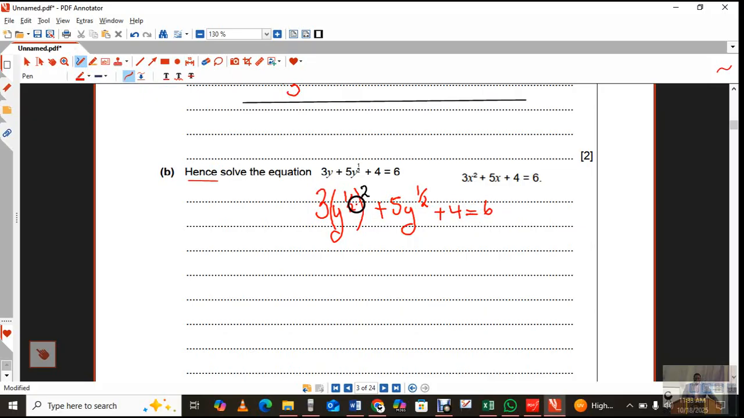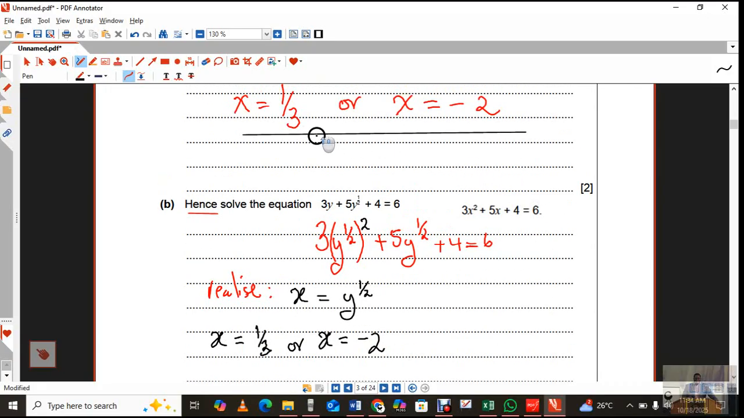Can you see that? Now, here's the thing. When you multiply out here, you're definitely going to get the same thing. So what you need to realize, comparing the two equations, is that x, what we calculated, is the same as y raised to the power of a half. But from A, we already have our two values of x. We know that x was equal to 1/3, or x was equal to -2. That's what we have from our answer up there.